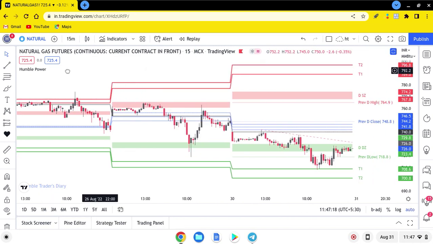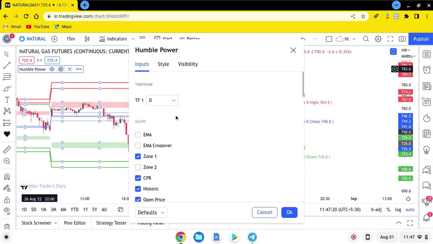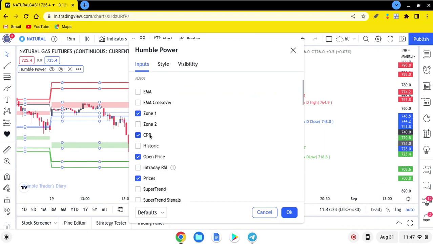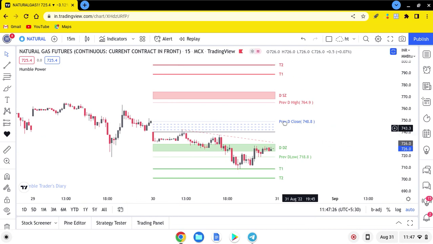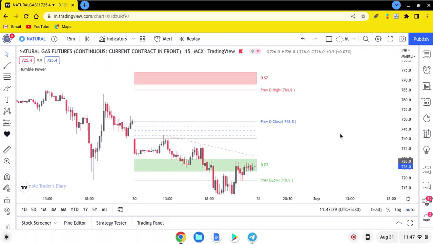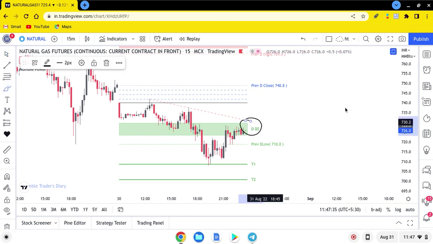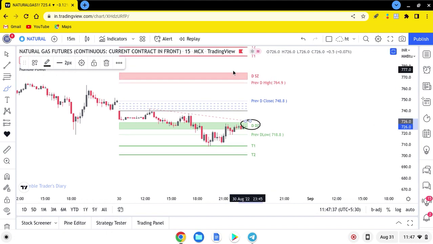Now let's just remove the tool, let's just remove the historic levels and everything. We will discuss every component, right? Just give me some time. Now, this zone is a demand zone, this zone is a supply zone, we already know that. So what is demand zone and what is supply zone?